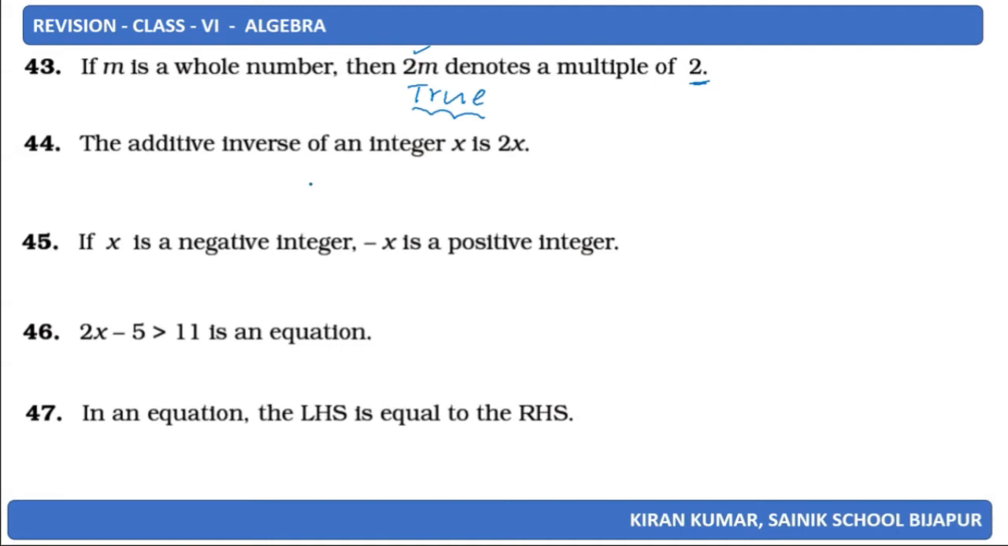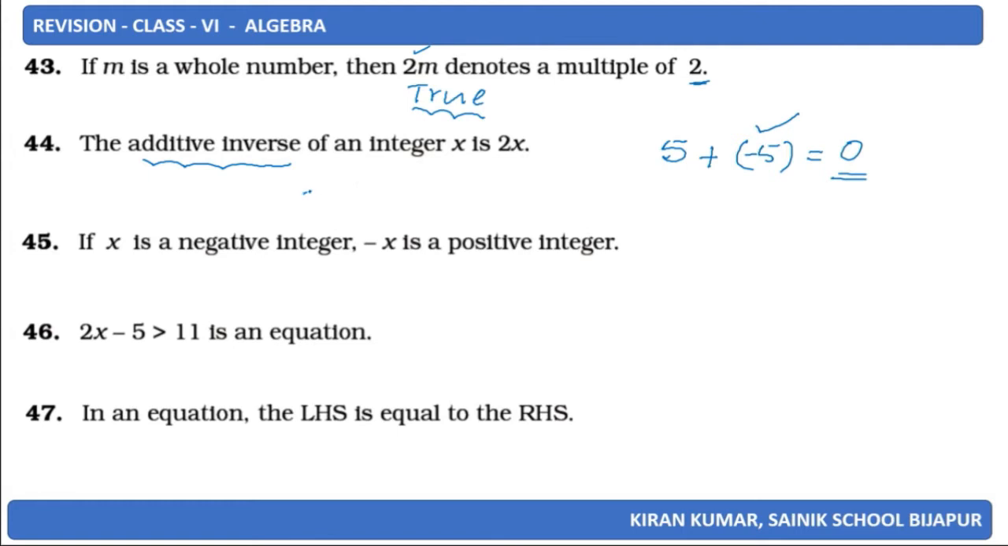Question 44. The additive inverse of an integer x is 2x. What is the meaning of additive inverse? Whenever we have a number, say 5, by adding some other number, the sum should become equal to 0. That number is negative 5. This negative 5 is called the additive inverse of positive 5.